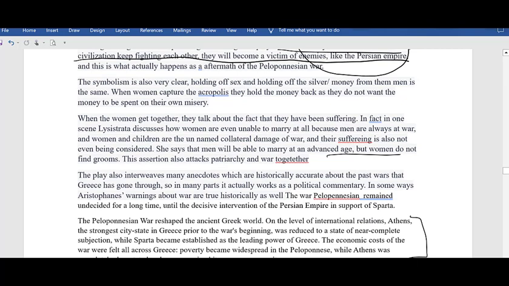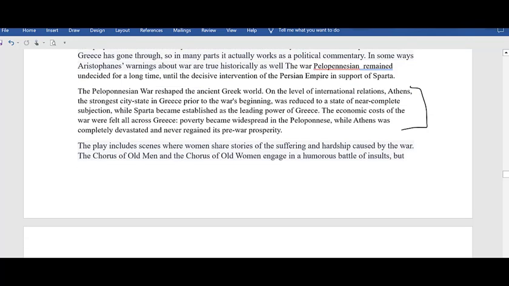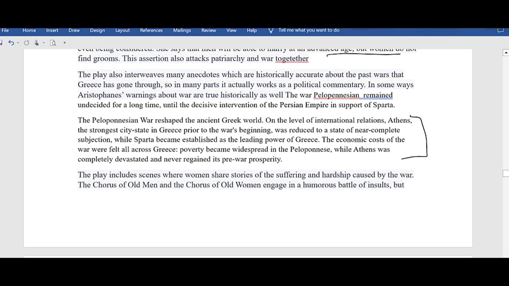The larger point that is made through the play, even though it seems really bawdy, is the fact that you have to end war. It's not good for people. And when women get together, they are also talking about the fact that they've been suffering. In fact, Lysistrata talks about how women have not been able to get married, they've not been able to have a normal life because the war doesn't end. So the critique of war continues through the play.